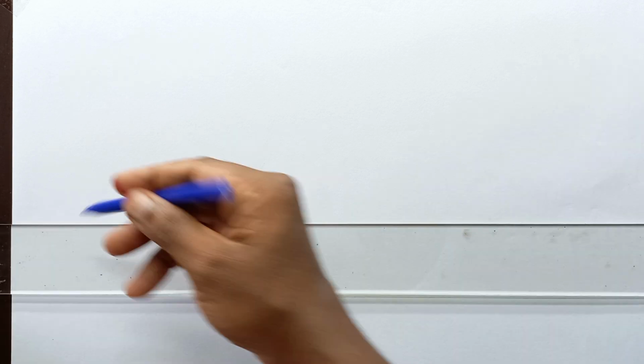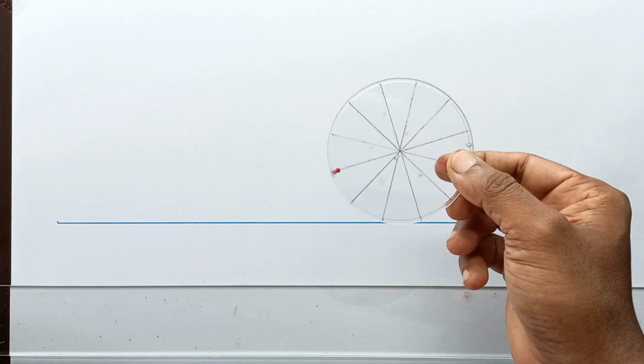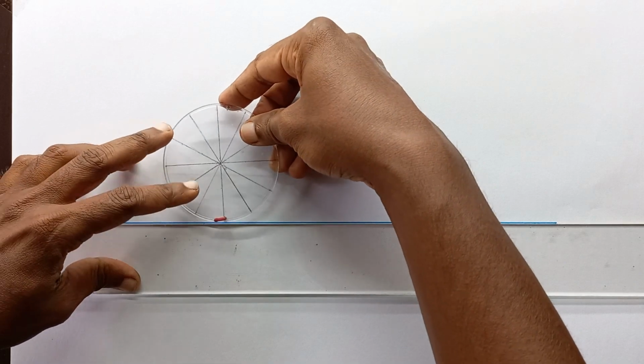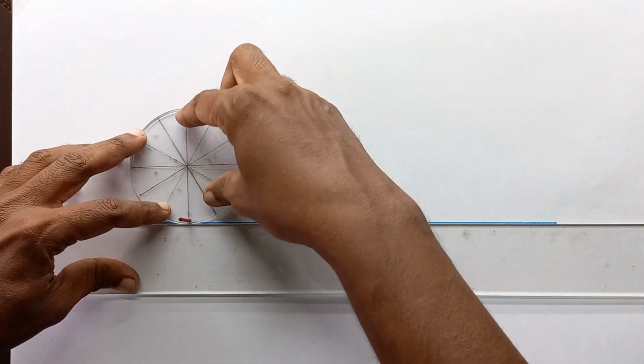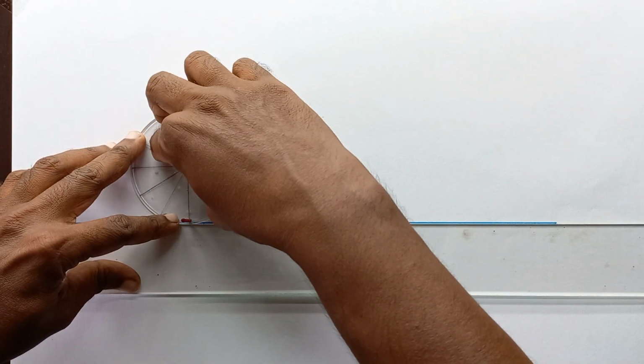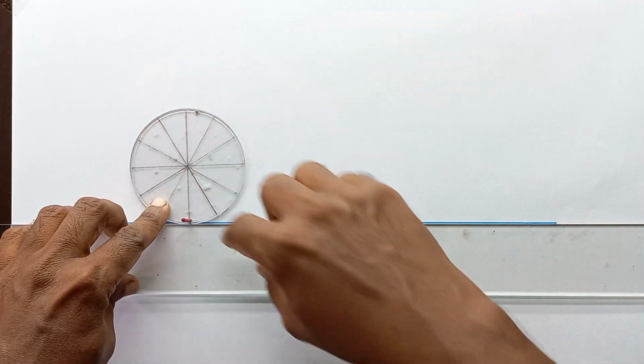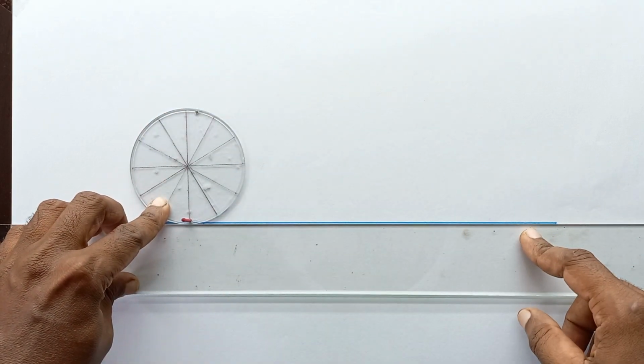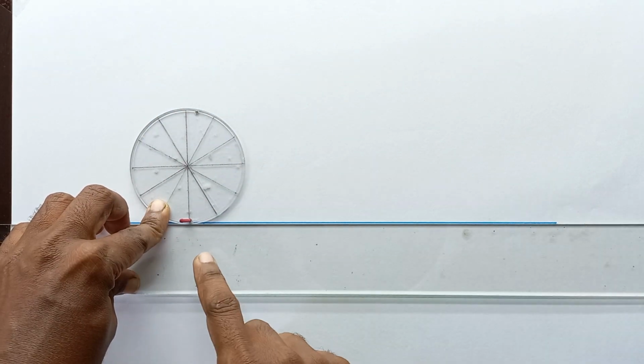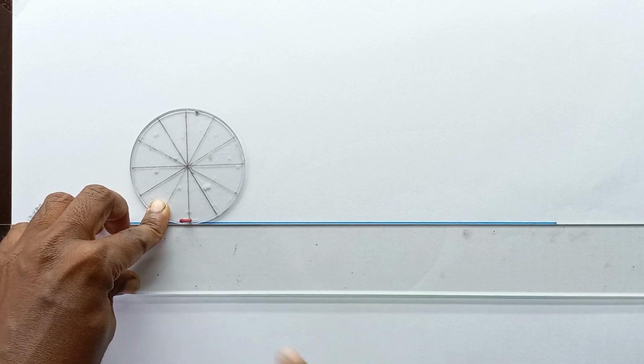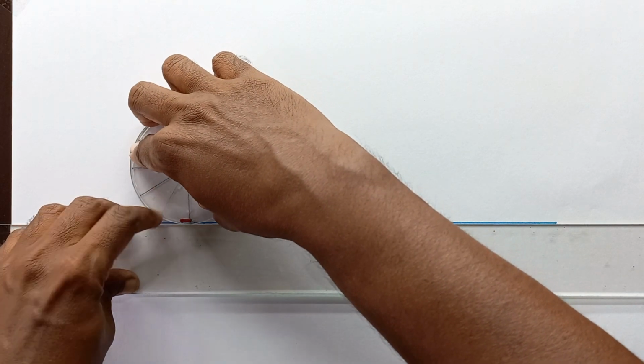Okay, let's take the straight line like this. Let's take the circle like this. Let's place this circle like this. Here, you can see, if it rolls along this straight line without slipping, let's see what is the curve traced by this point. You can see the point.